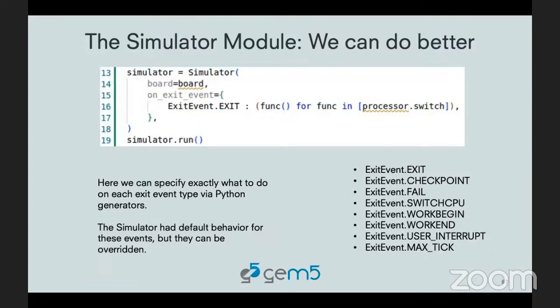A region of interest means a part where you want to run in high fidelity and really get your stats for, and the rest you don't care about. At the beginning of your region of interest, you would have a work begin exit event. At the end, you'd have a work end exit event. When you hit the work begin exit event, let's say wipe your stats because we're starting from scratch, switch to the detailed model, run again, and then when we reach work end, just dump the stats there.